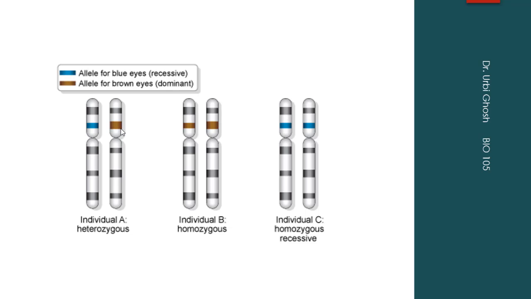Now, cells with different alleles are called heterozygous. Hetero meaning different, because they will produce reproductive cells that have different alleles of this gene.